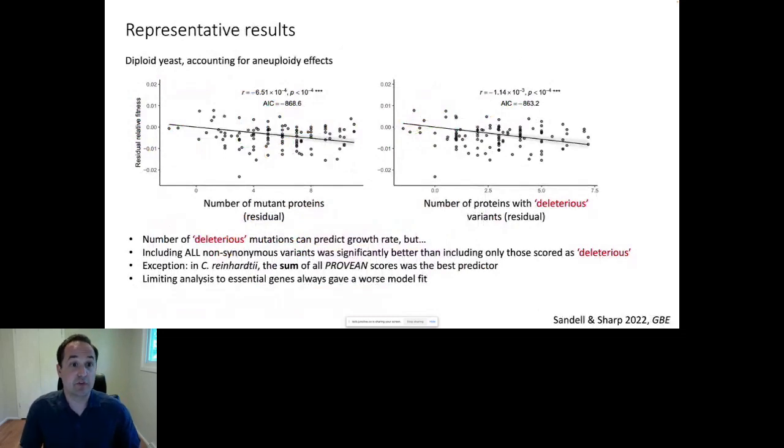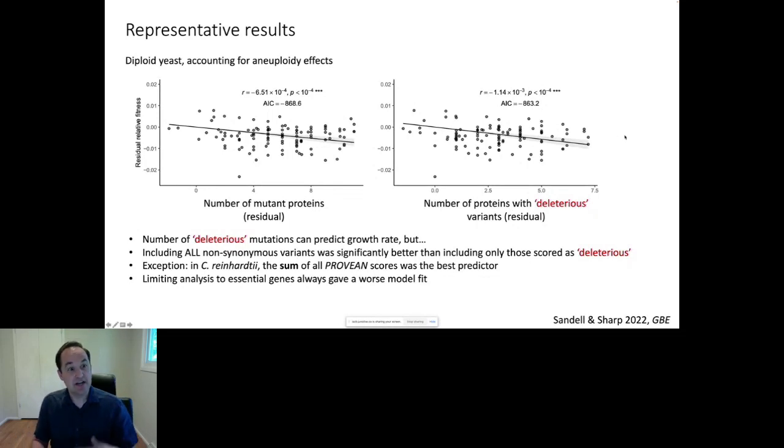I'll show you just some of the results from this study. So this is our diploid yeast, and we're accounting for aneuploidy effects here. So this is a partial regression. And so what we can do is we can say, what is relative fitness as compared to the number of mutant proteins? And we get a relationship here where if there are more mutant proteins in a strain, fitness is lower. If we do the same thing with only the number of proteins where a variant was scored as deleterious by Provean, we get a very similar fit, but it's actually a little worse. Yes, you have a worse AIC score here.